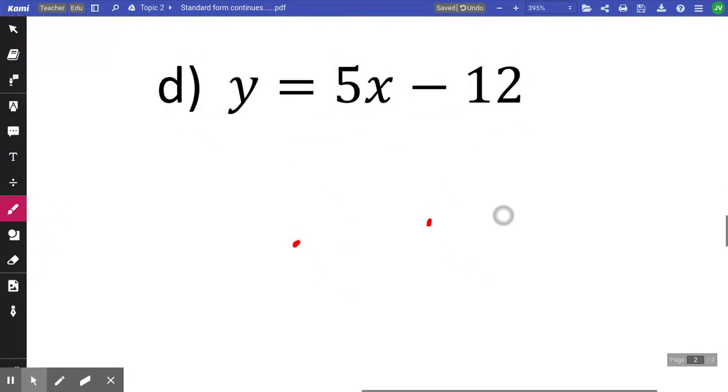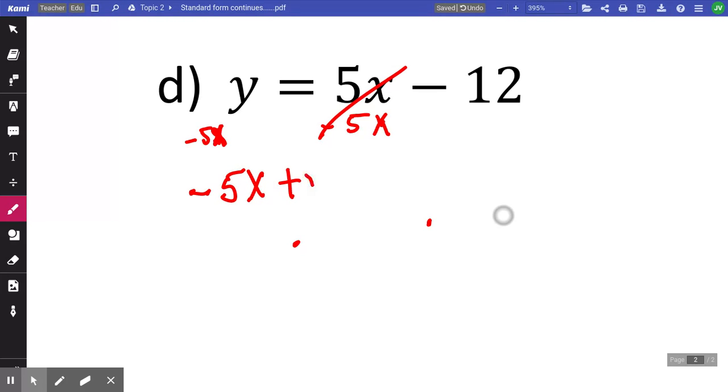This is another easy example, but there is one more step that we need to do for this. If I cancel the 5x here, I can switch that term that has the x to the left side. So negative 5x to the left, this cancels. So here's what I got: negative 5x plus y equals negative 12.